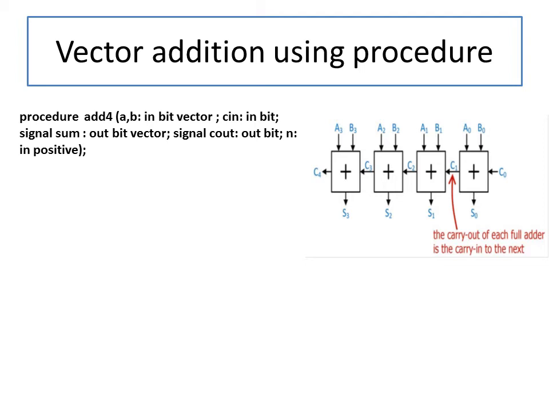Now here, it will return multiple values in terms of signal sum and signal C out. That means it will return two values. Signal sum is a bit vector and signal C out is a bit. So it is returning multiple values.